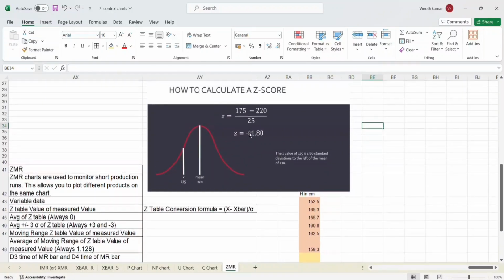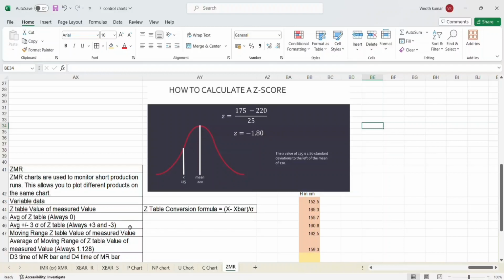So how do we calculate the z score? The z score is calculated by absolute value, which is x, minus average of x, which is x bar, divided by standard deviation of the process, which is 24. So what we are saying is 175 is 1.8 times of standard deviation away from its average.